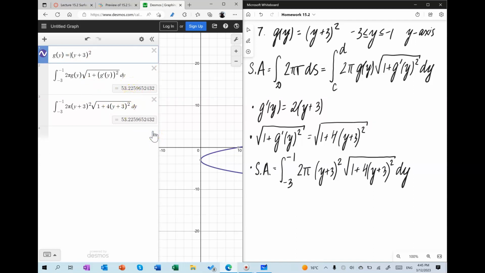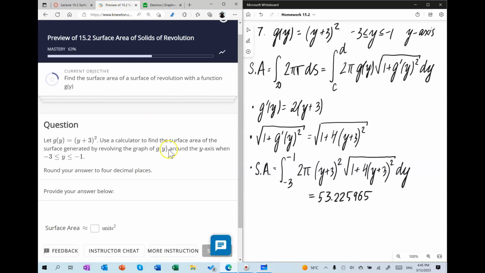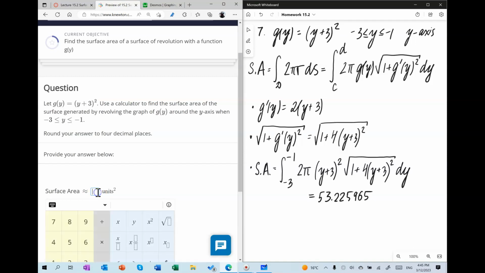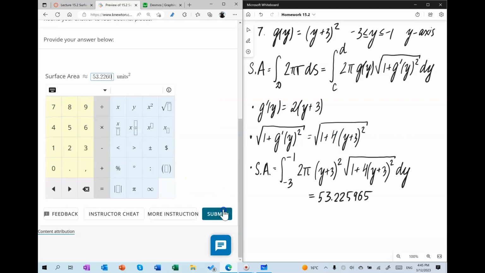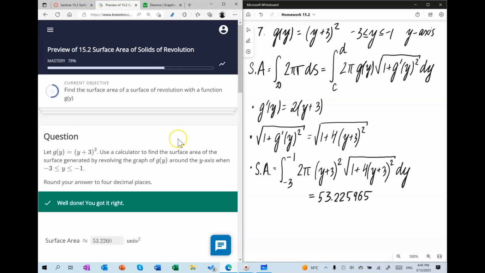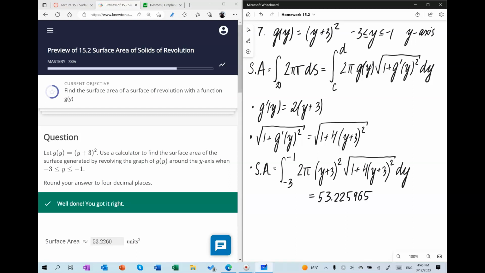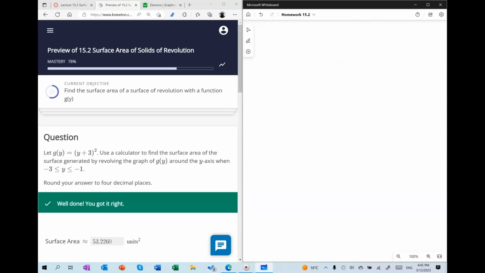So now that we found it in 2 different ways, I'm pretty confident that whatever answer we input will be the right one. So rounded to 4 decimals, we get 53.2259, which rounds to 60. And we got it. So number 7 is done. Let's go ahead and try number 8.